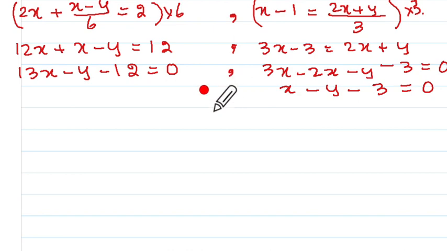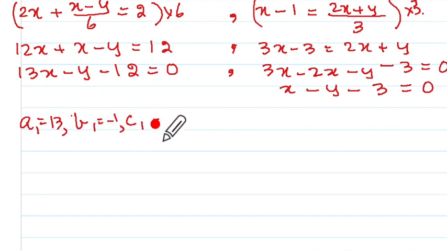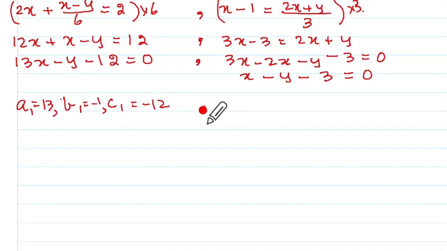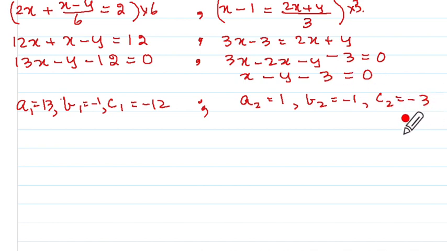Now all of you know how to solve this by cross multiplication method. You'll have to know your a1, b1, c1. Now a1 is going to be 13, b1 is going to be minus 1, and c1 is going to be minus 12. Okay, and here again we'll have a2, which will be coefficient of this, which is 1. Your b2 will be coefficient of this, which is -1, and this is going to be your c2, which is the constant, which is -3.